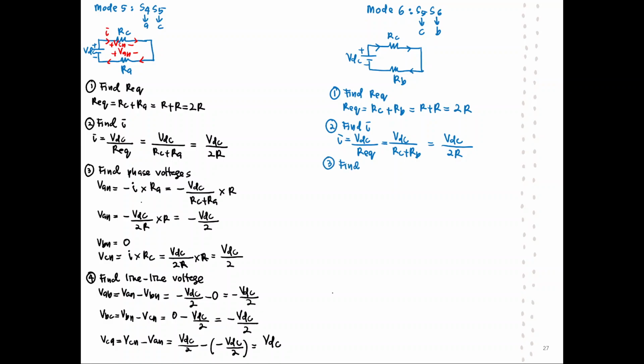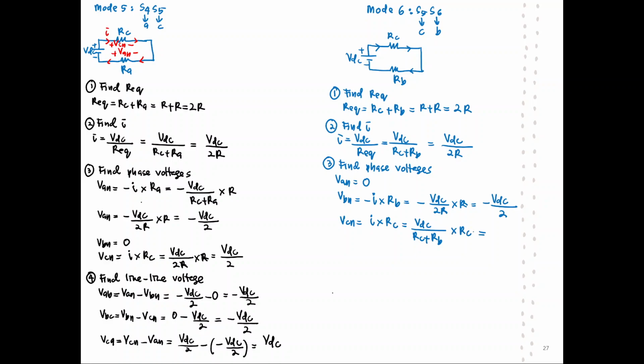Then in the next step, you need to find the phase voltage. VAN is 0, because there is no switch turned on for that particular phase in this mode. Your VBN will be equal to negative VDC over 2. As for VCN, I multiply the current by RC. Your current is VDC over RC plus RB, multiplied by RC. For a balanced load, it will be VDC over 2R multiplied by R, so R can be cancelled out. Then you get VDC over 2 for your VCN.